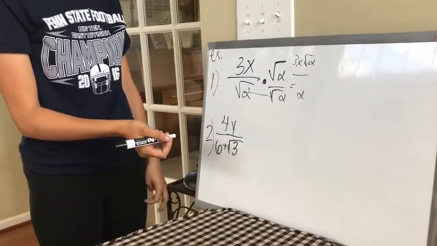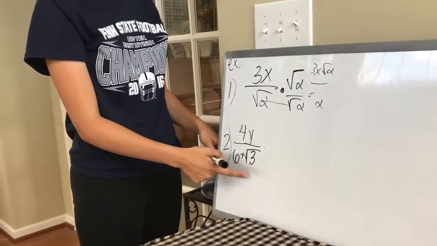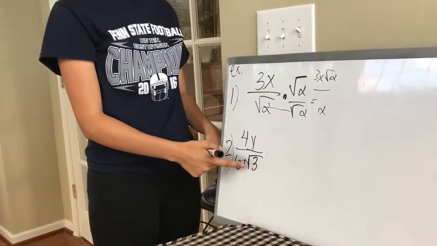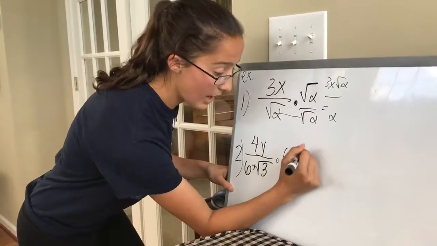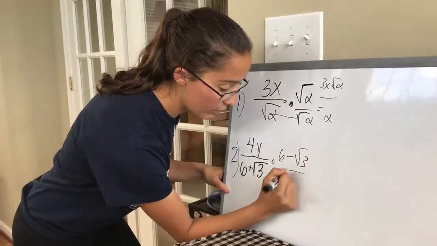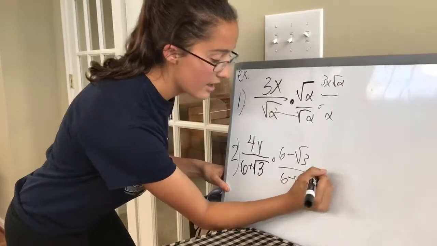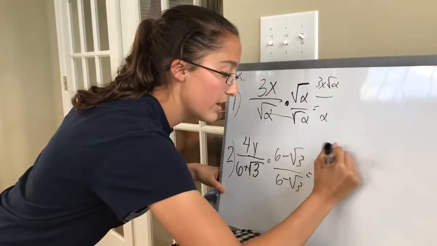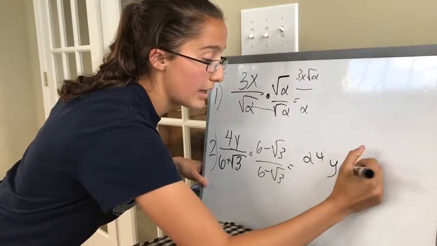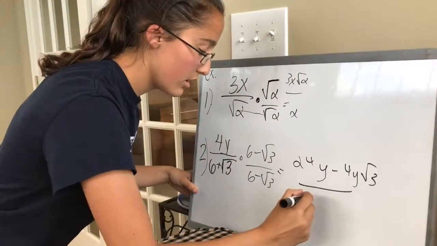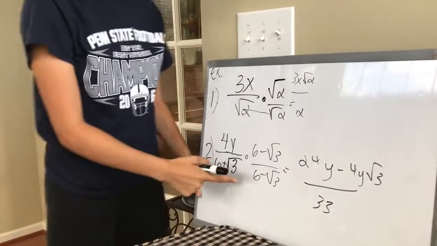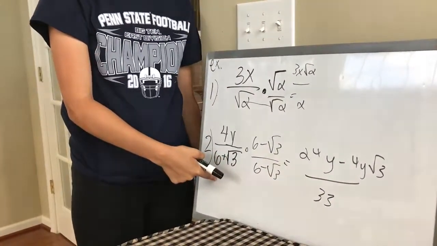Now number 2 is a little different because not only do we have a number, but we also have a radical. So what we're going to do is negate this and then multiply it. We're going to do 6 minus radical 3 over 6 minus radical 3. Then when we simplify that, we get 24y minus 4y radical 3 over 33, which is what we get after we FOIL these two values.